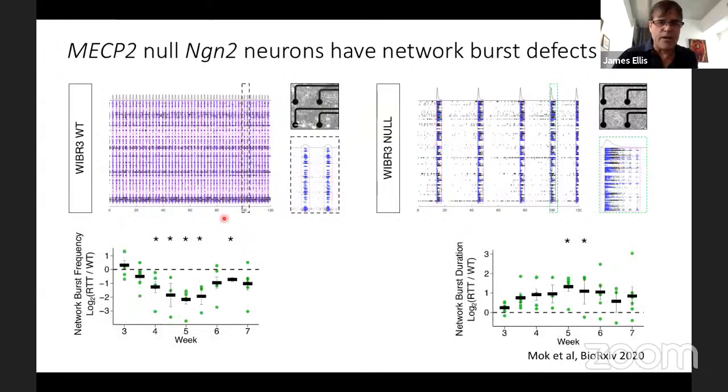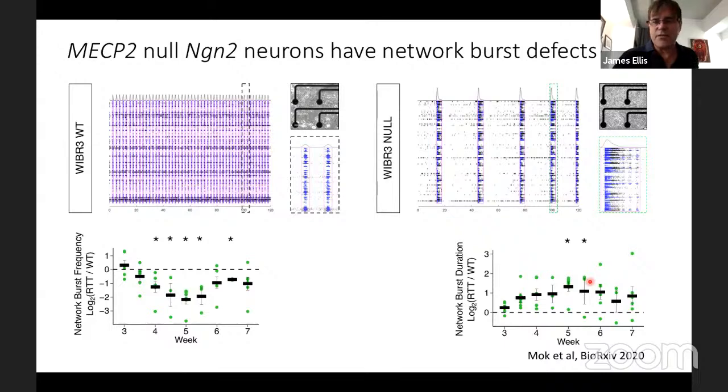And again, how we've quantified them is to look at the relative number of these normalized to the controls on the same plate. And you can see that, yes, at different weeks of development of the neurons, by the way, these are neurogenin 2 induced neurons, you can see that the network burst frequency is down and the network burst duration is up. And this is the kind of assay that once you describe these phenotypes, you can then use to test potential drugs.